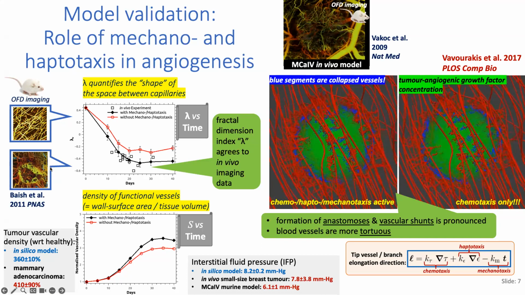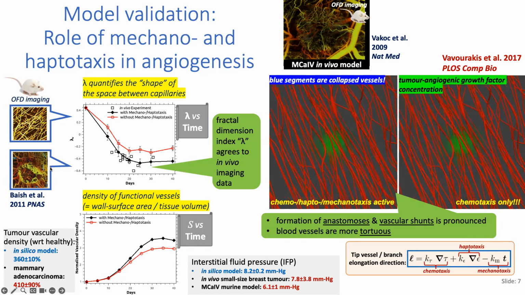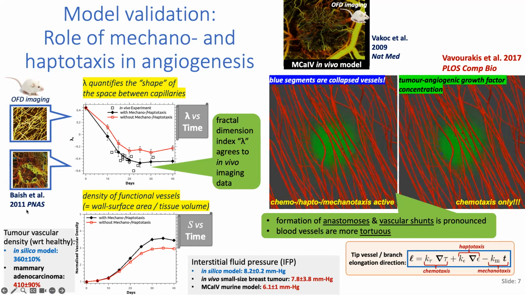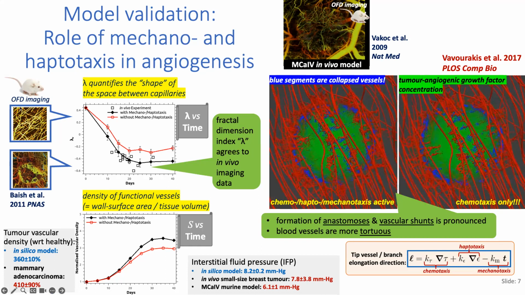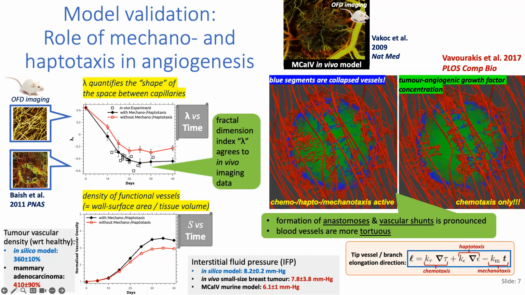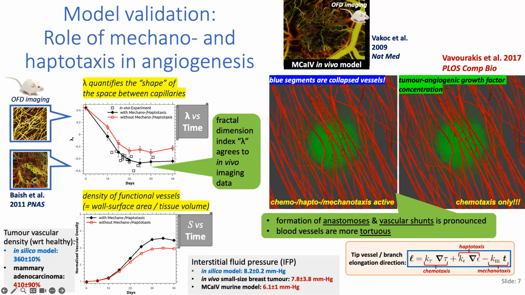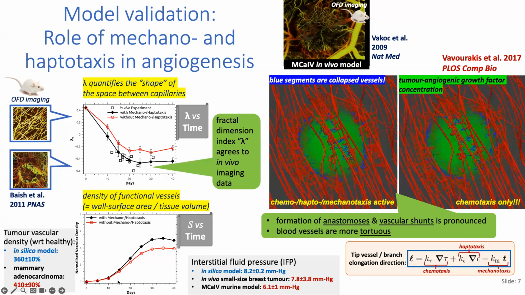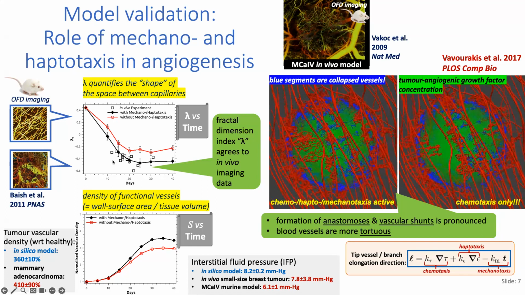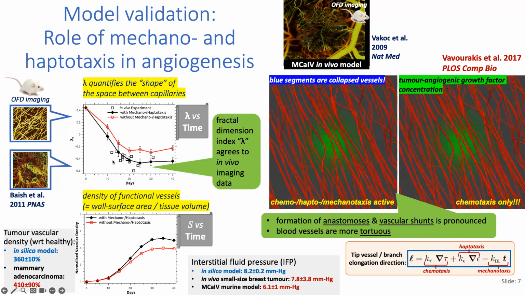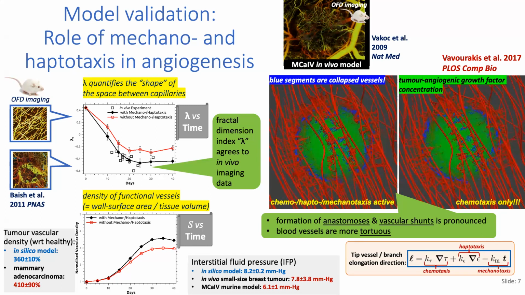So we compared the in silico simulated vascular growth, 3D vascular growth, with those from in vivo data. Those are optical frequency domain imaging scans of a mouse, and we compared different methods. One was the vascular density, which is the bottom plot. Another one was the fractal dimension of the vascular tree. And we compared these two different metrics between the in vivo and the in silico.